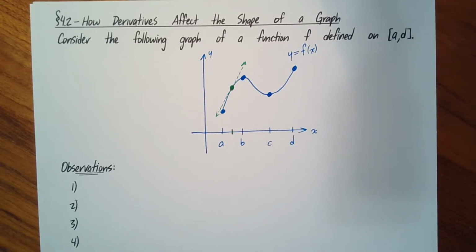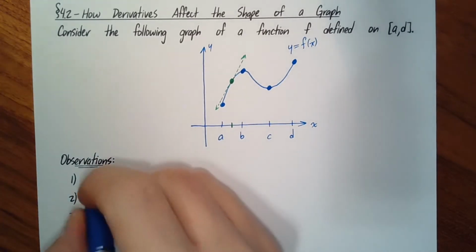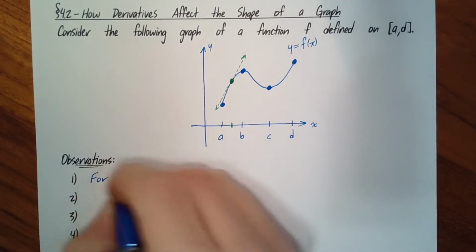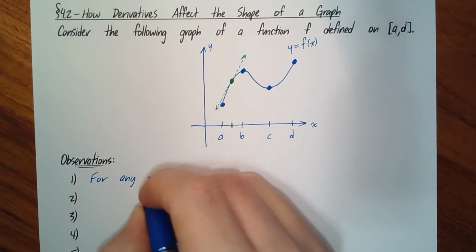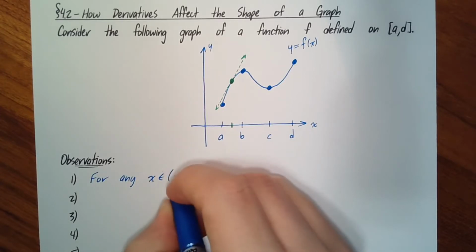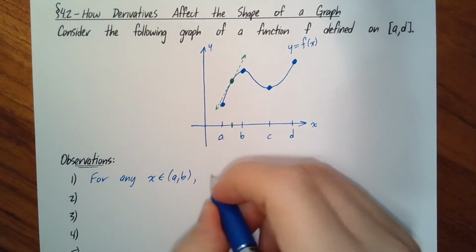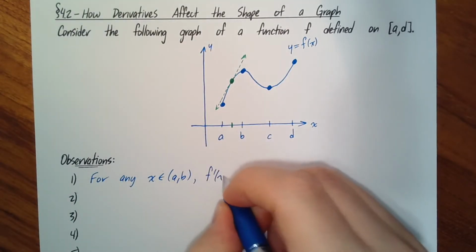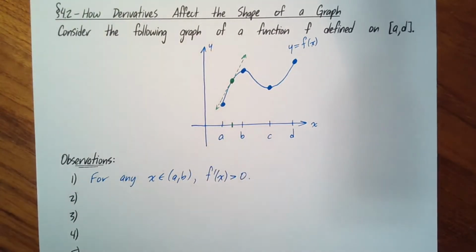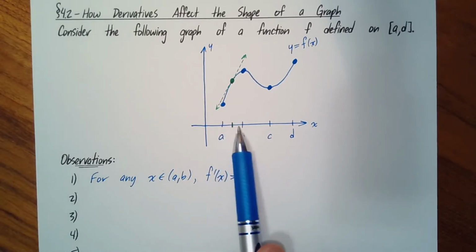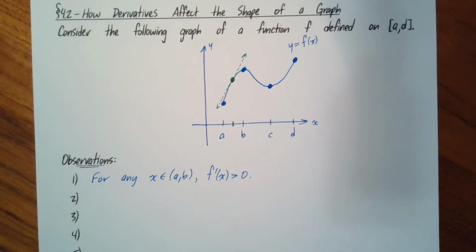But here's the observation and the way I want to write it down. For any point x in the open interval a to b, the derivative of the function f at the point x is positive. And really that's what tells you that the function is increasing on the open interval a to b. On this interval, the function is increasing.